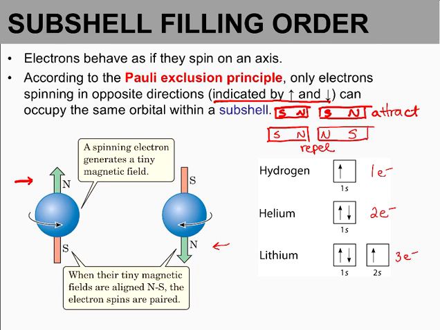Now, remember, you can determine the number of electrons for an atom, because that's going to equal the number of protons, and that equals the atomic number. So if you're ever in doubt about how many electrons an atom has, you can look at the atomic number.